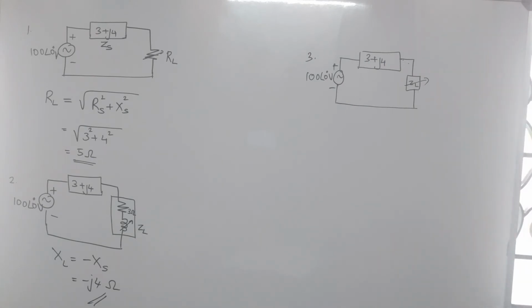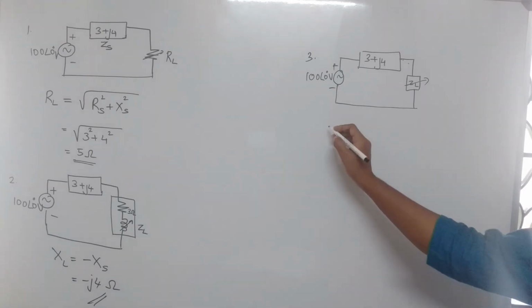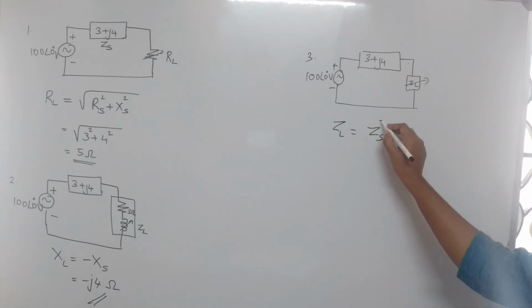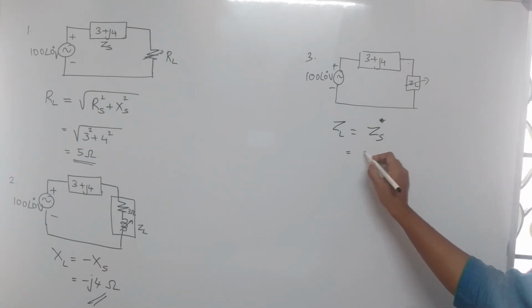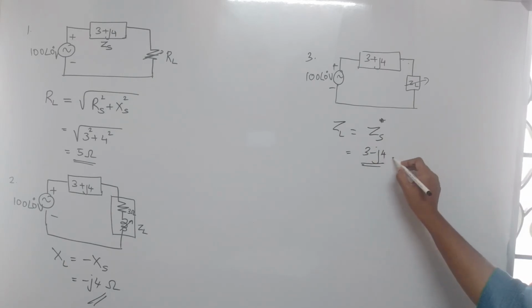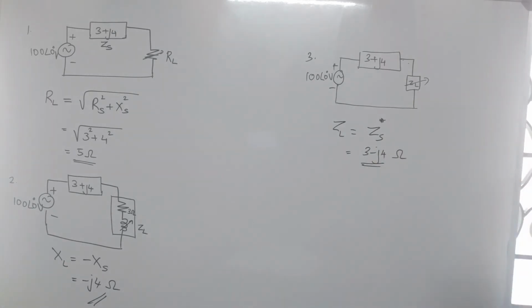So here again ZL and ZS both are impedances and the load ZL as a whole is varying. So which is the case? It is case 2, category C. So ZL is equal to ZS conjugate, which will be 3 minus J4. So this is how we have to find out the maximum power transfer.